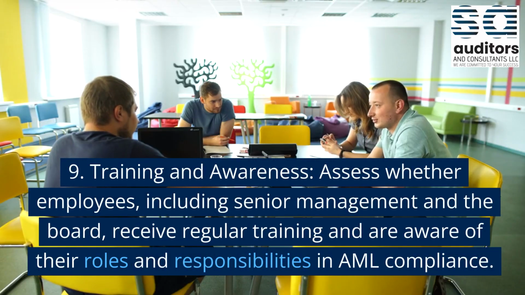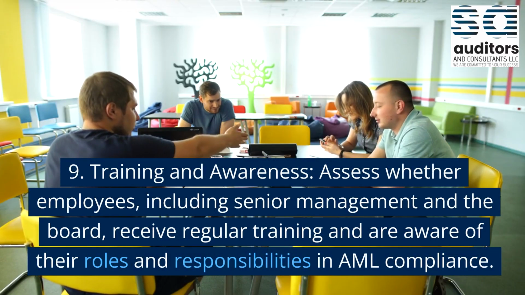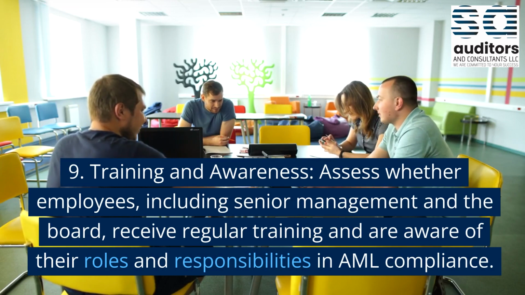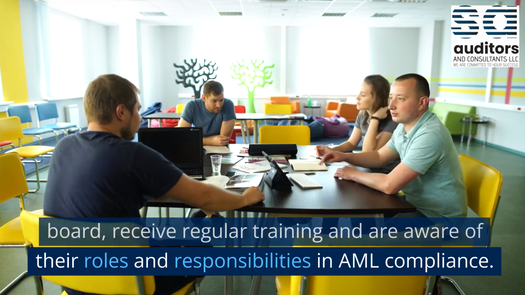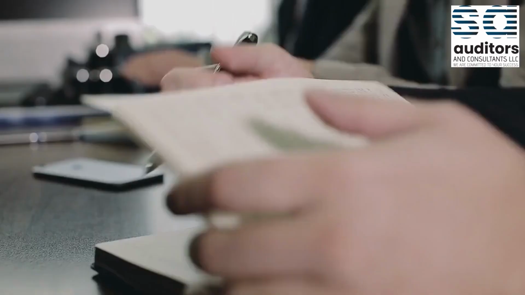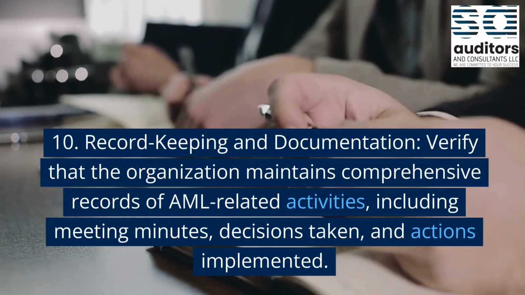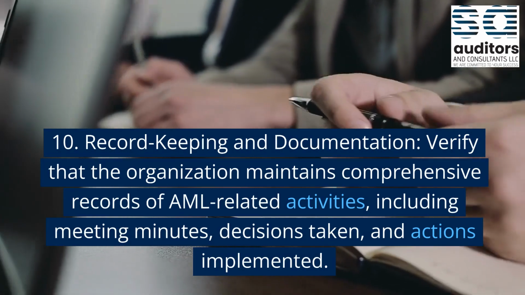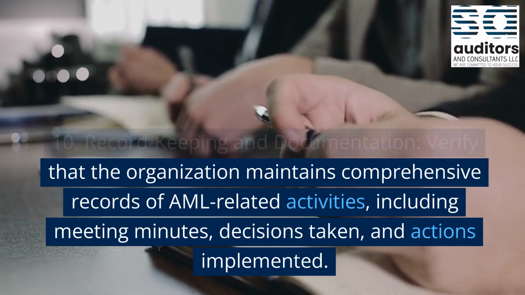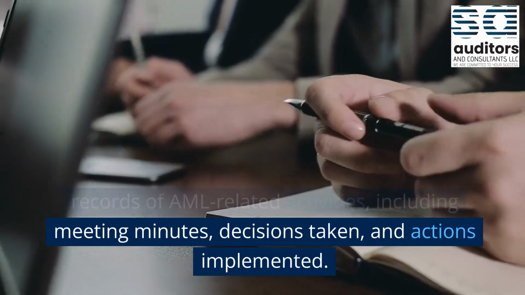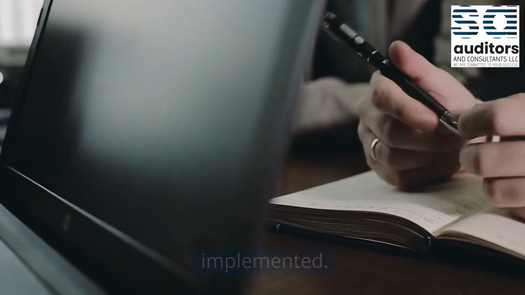9. Training and Awareness. Assess whether employees, including senior management and the board, receive regular training and are aware of their roles and responsibilities in AML compliance. 10. Record keeping and documentation. Verify that the organization maintains comprehensive records of AML-related activities, including meeting minutes, decisions taken, and actions implemented.